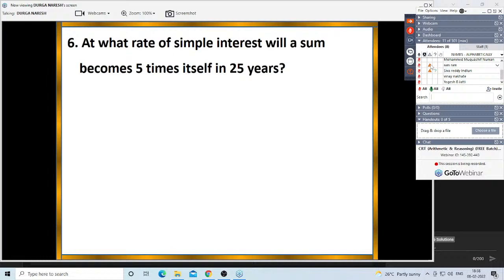For example, let us assume 1,000 rupees is the sum. At what rate of simple interest will 1,000 rupees become 5,000? If I give 1,000 to you and you pay 5,000 to me, that extra 4,000 is called interest. If I give x to you, you have to pay 5x to me. Nothing but the extra 4x is the interest. Did you get it, all of you? So do it fast by using that statement. You may get the answer directly.